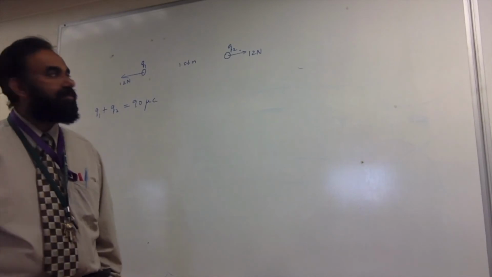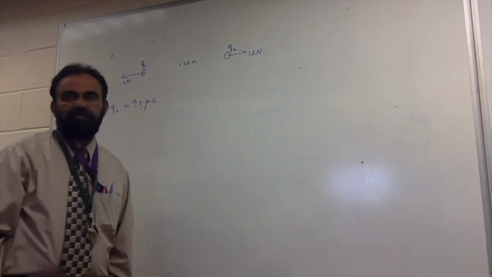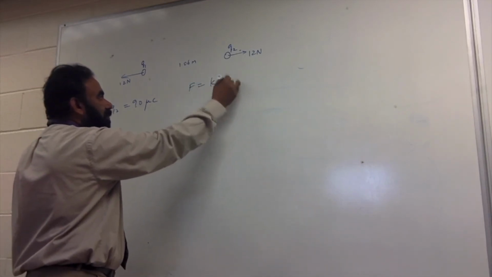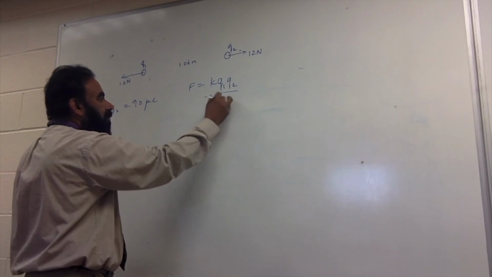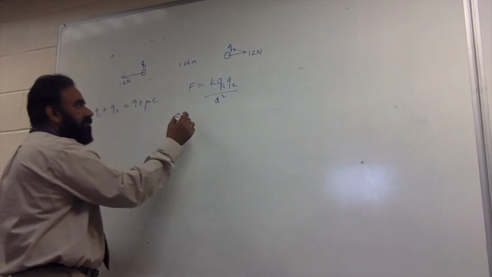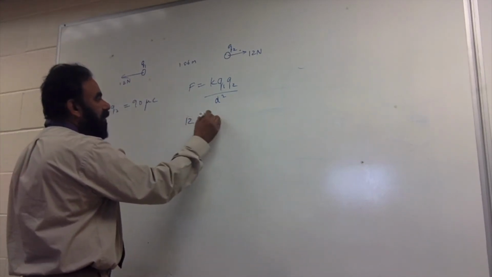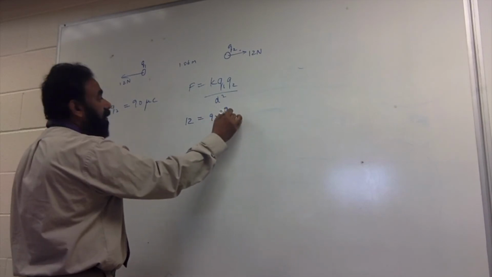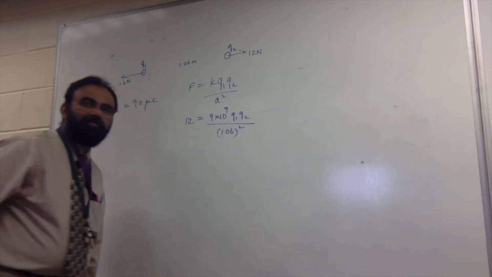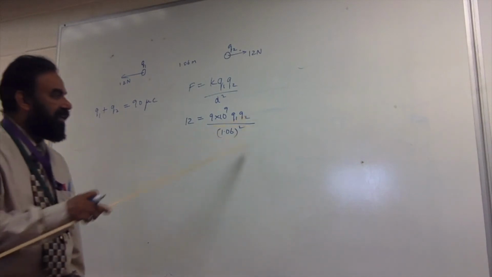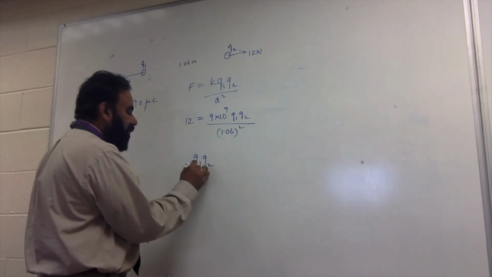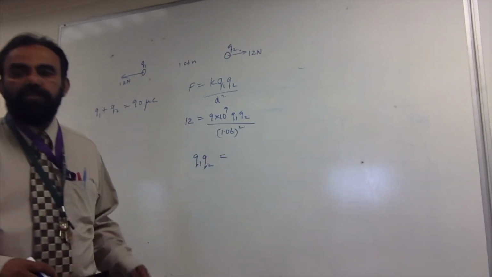So to find Q1 and Q2, you start from there. 12 Newton force, that's experienced. So what's the force formula? F equals K Q1 Q2 over r squared, right? That's the force expression. Substitute: 12 newtons is equal to 9 times 10 power 9, Q1 Q2, which we don't know, divided by 1.06 squared. So you just use their data and find out what is Q1 times Q2. Can you tell me what is Q1 times Q2? Use the calculators quickly.